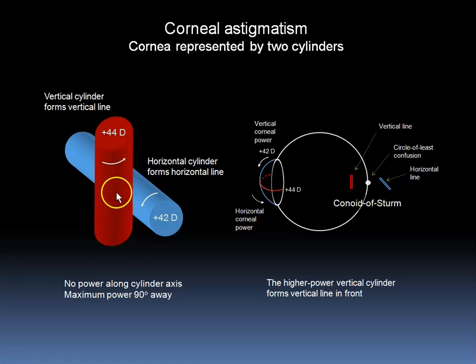The higher power cylinder, which is vertical here, would create its corresponding line, in this case vertical, in front of the line of the other cylinder, which is shown here, the horizontal line, further back. In this particular depiction, we show the conoid intersecting the retina at the circle of least confusion.